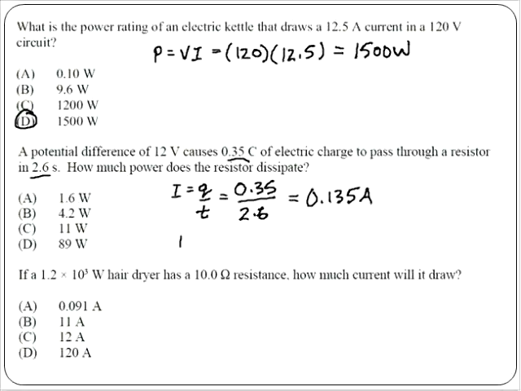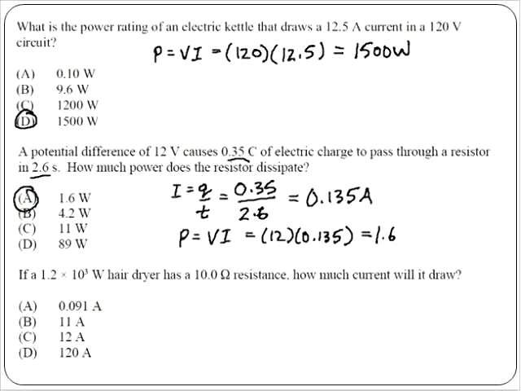Now I can calculate the power because power equals V times I. Right? I know my V is 12. I now know my current is 0.135. Multiply those together, and I get 1.6. So 1.6 watts is the correct answer. Okay, so none of these are terribly difficult. Next one.